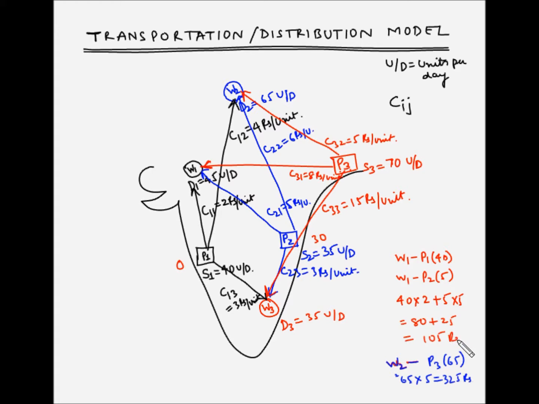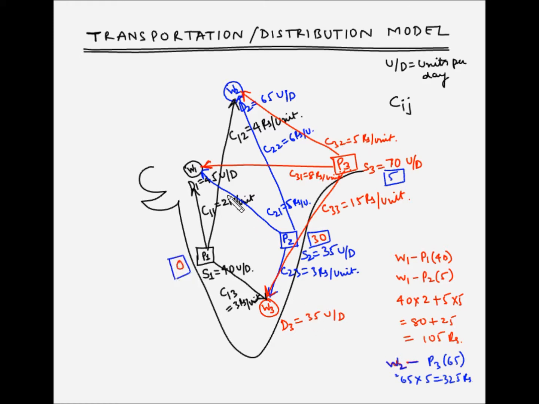This is also in rupees. So now after shipping 65 units to W2, the supply availability at P3 is 5. Let me put this in a box for ease of identification.